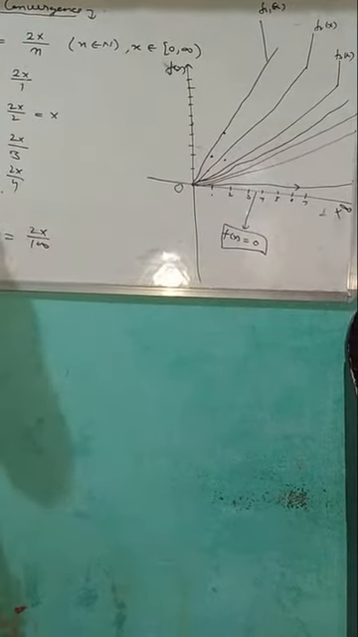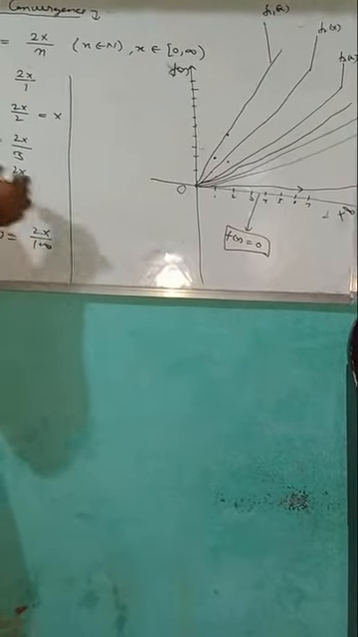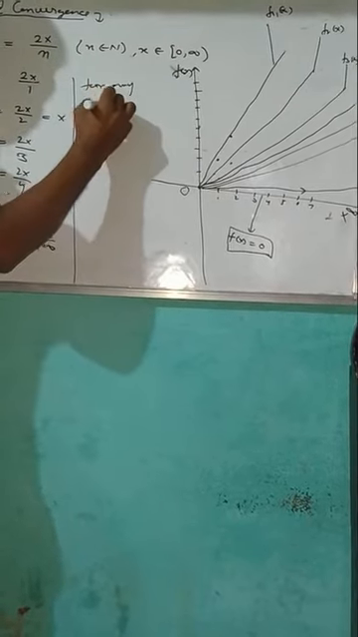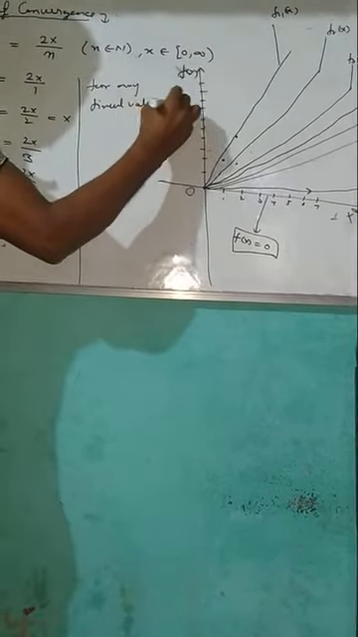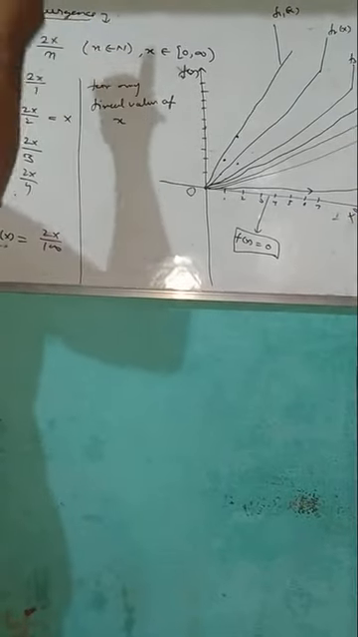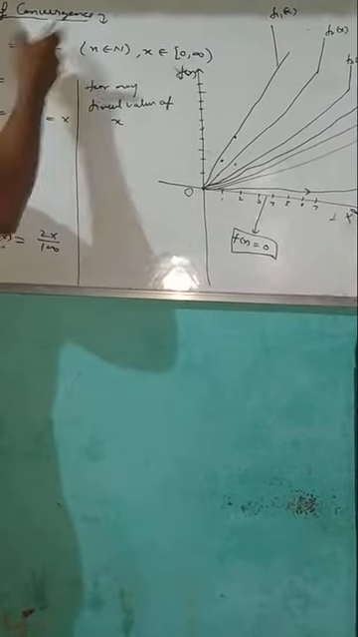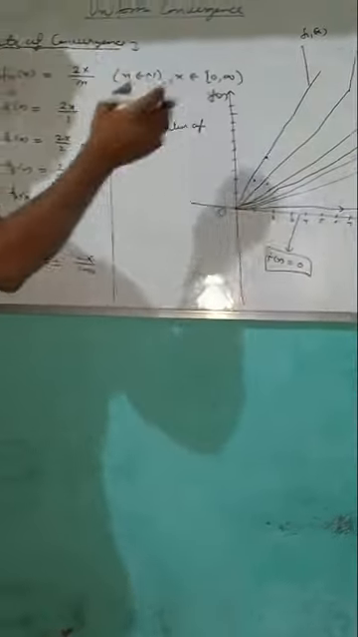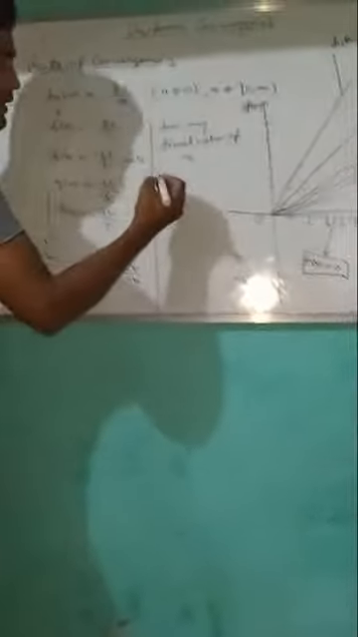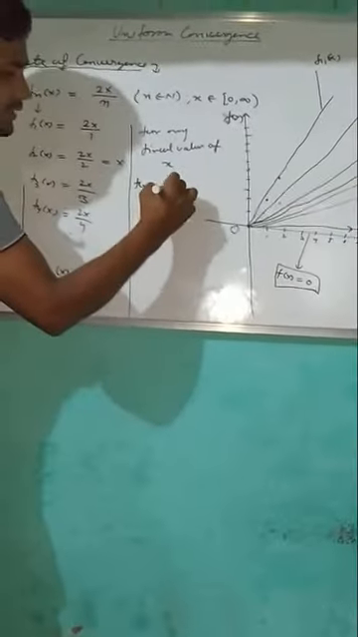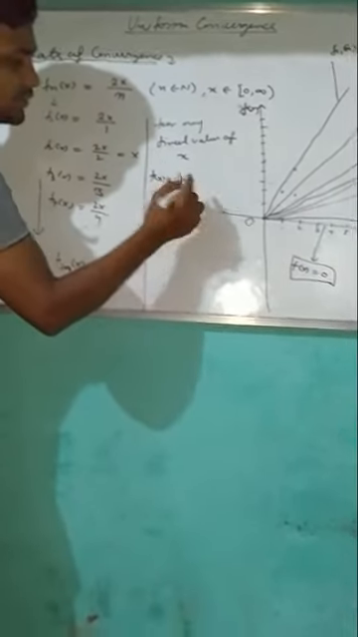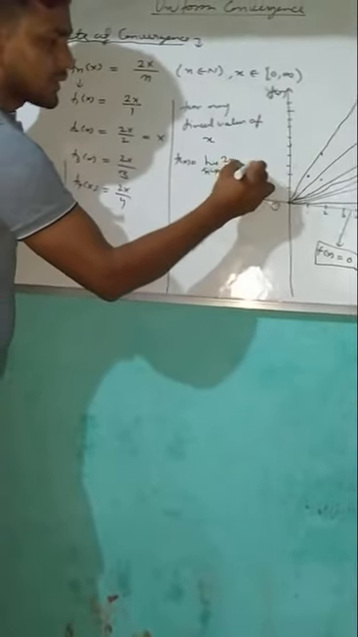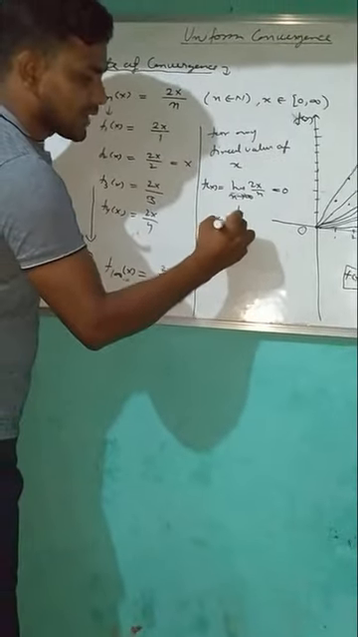Clear? Or by another method, for any fixed value of x. Suppose we fix x between 0 to infinity. Suppose that x equal to 3, x equal to 4, and so on. Then the limiting function f(x) equal to the limit as n tends to infinity, for any fixed value of x, of 2x upon n, and when n tends to infinity, this is equal to 0. It means the limiting function f(x) equal to 0.